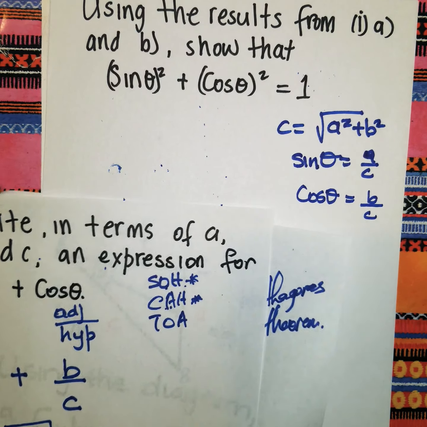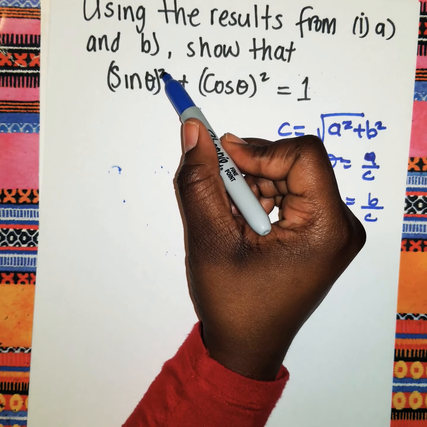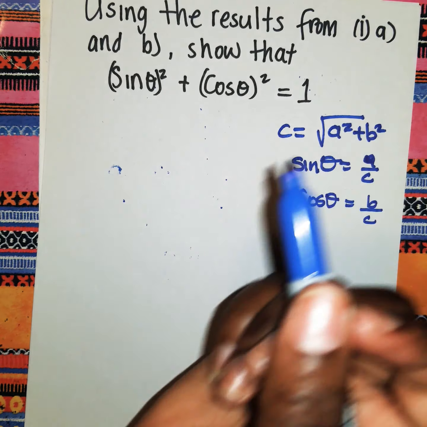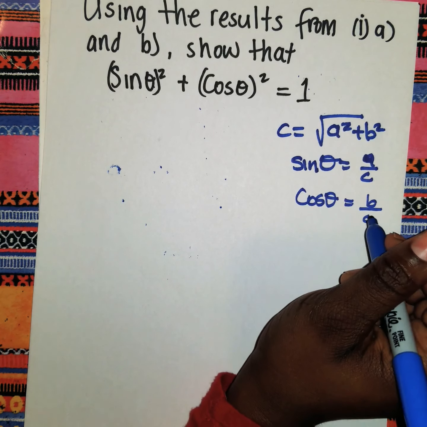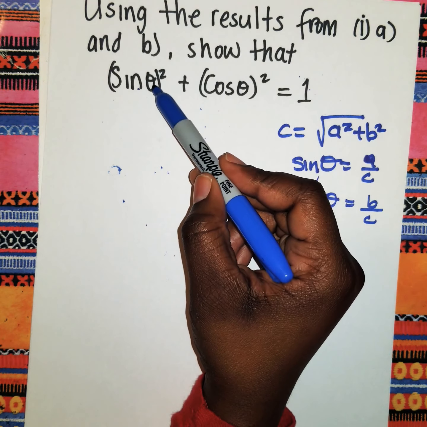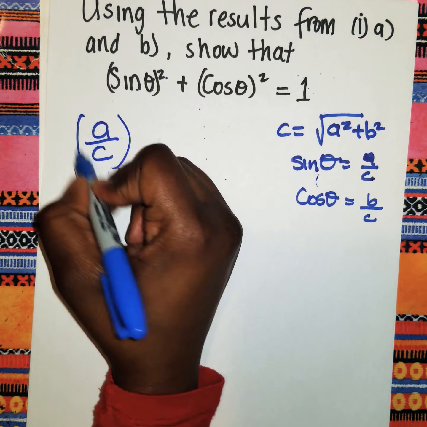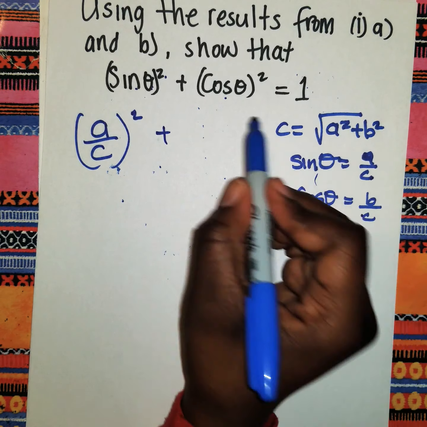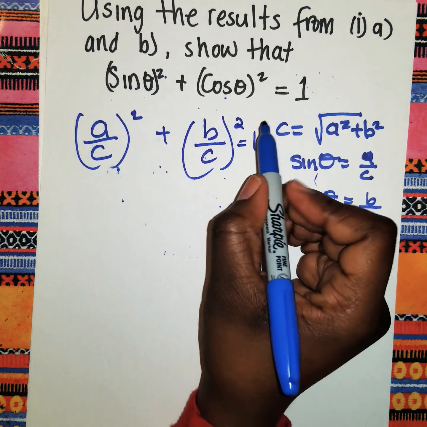So using those two, guys, we need to go ahead and show that sine theta squared plus cos theta squared is equal to 1. So here we're basically proving a trig rule. So let's go. So sine theta squared, sine theta is A over C, and that's A over C squared, plus cos theta squared, what cos is, B over C, so B over C squared, and that's equal to 1.